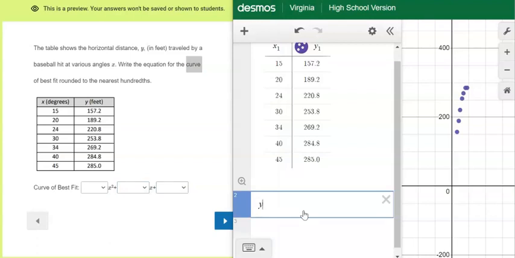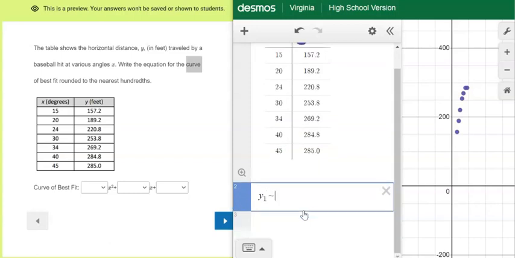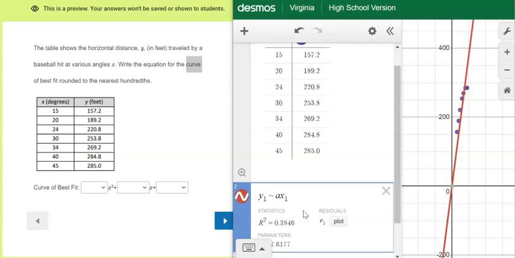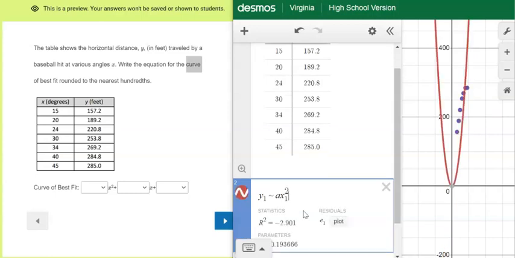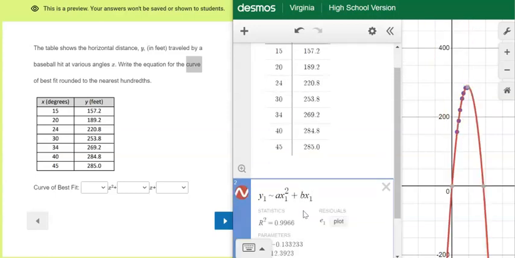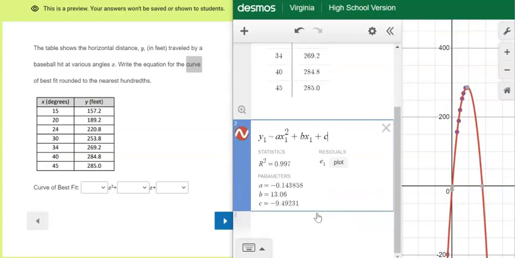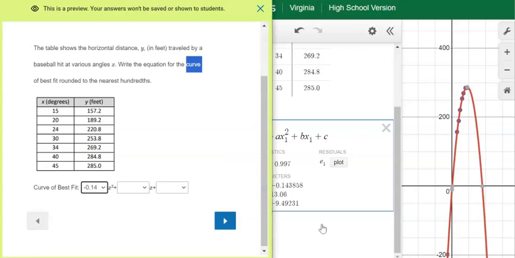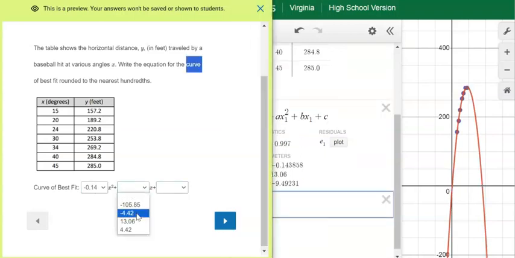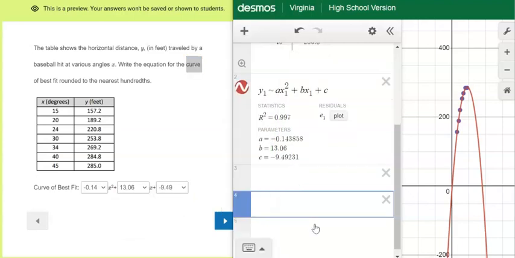So you have y1 regressed against ax1, I'm just typing in 1 right there, squared, plus bx1 plus c. And then there's your a. B is 13. And then c is negative 9.4. There it is.